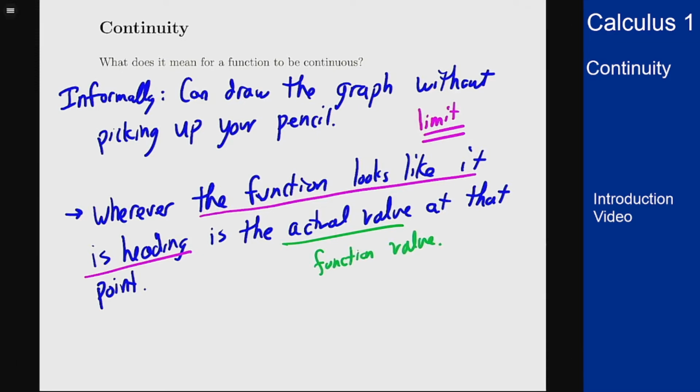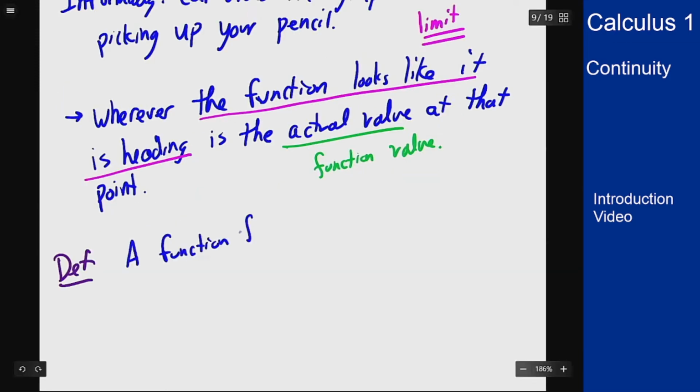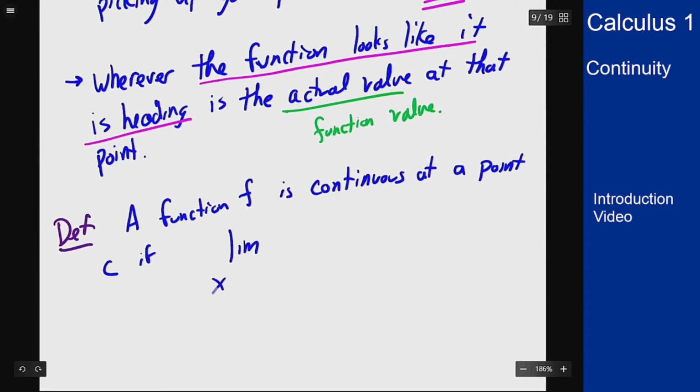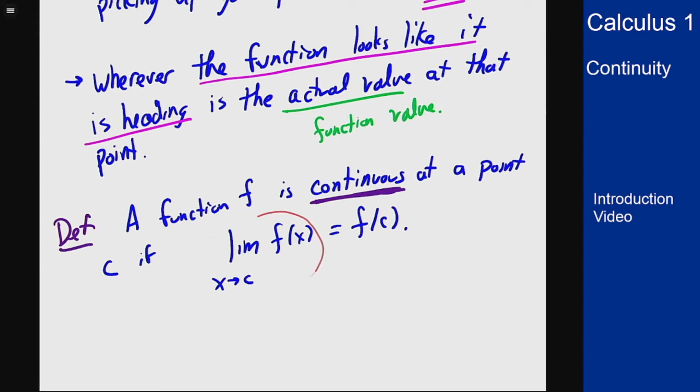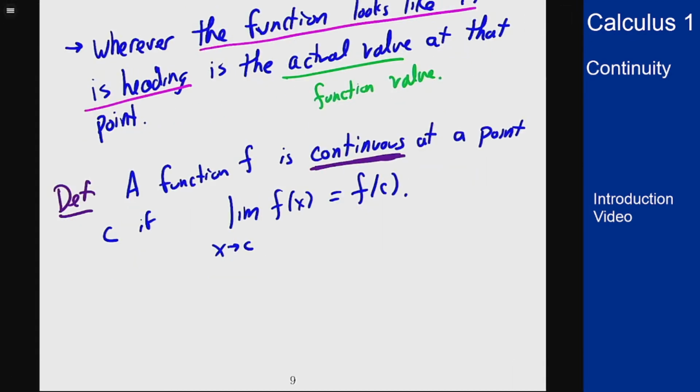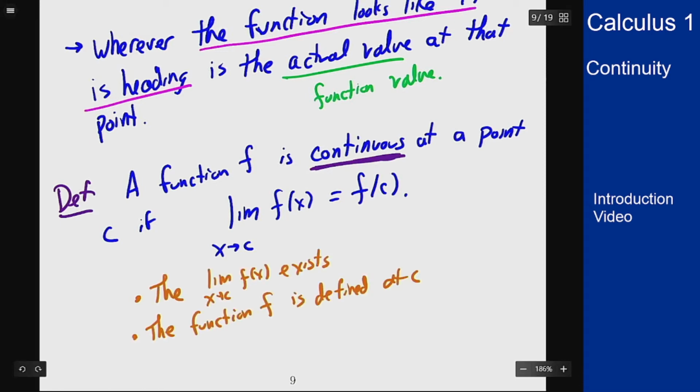So our definition here is that a function f is continuous at a point c if the limit as x approaches c of f of x actually equals the value at c. So this limiting process we've been discussing so far in this chapter gives us the actual value of the function at that point. In particular, this definition implies the limit on the left exists, the function f is defined at c, and those things are equal. All of those must be true in order for a function to be continuous at a point.